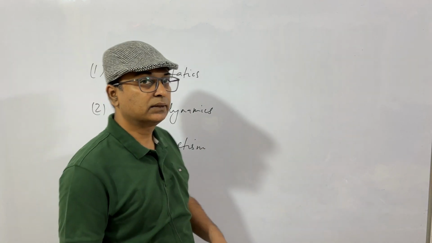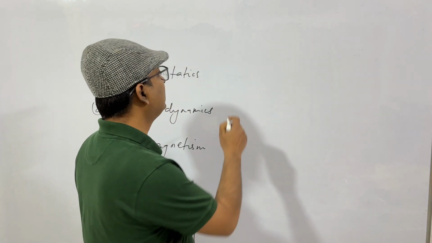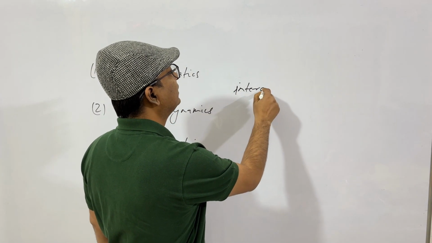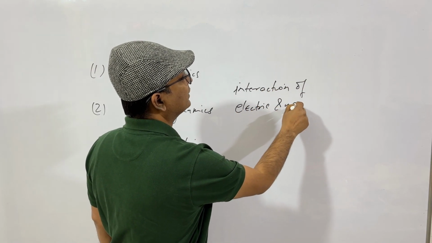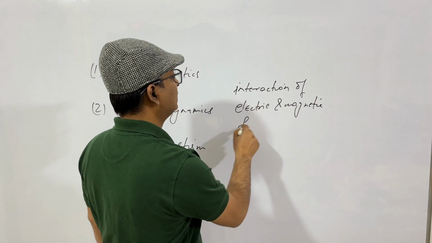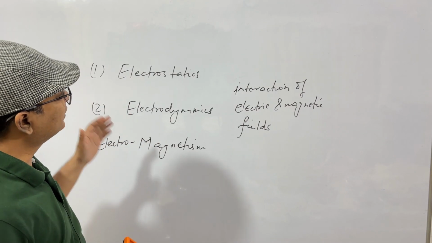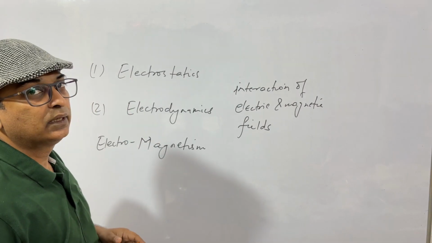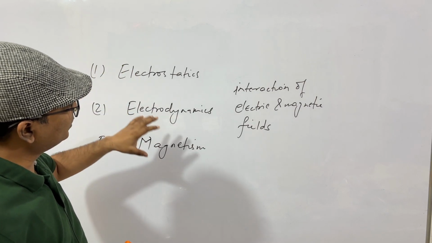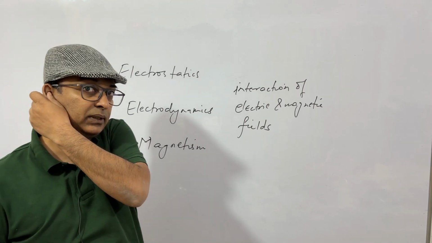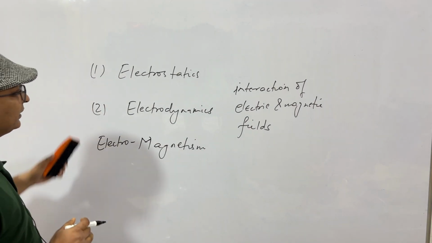We'll see how charges create magnetic fields and how charges behave in a magnetic field. And we'll see the interaction of electric and magnetic fields. So these are the topics that we'll see. We'll see each topic in detail, understand the concept, and solve many examples. After studying electrostatics, electrodynamics, and all of magnetism, we'll move to semiconductor physics. So let's start with this.